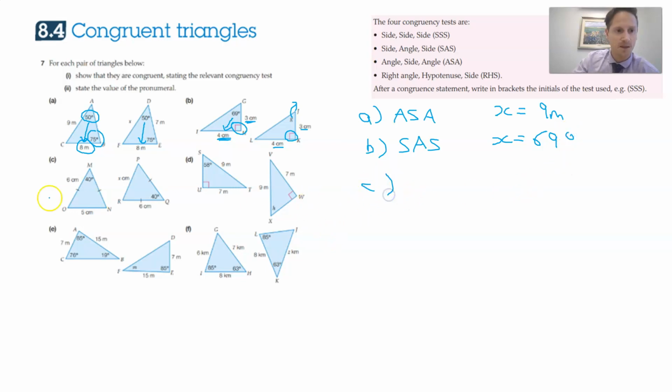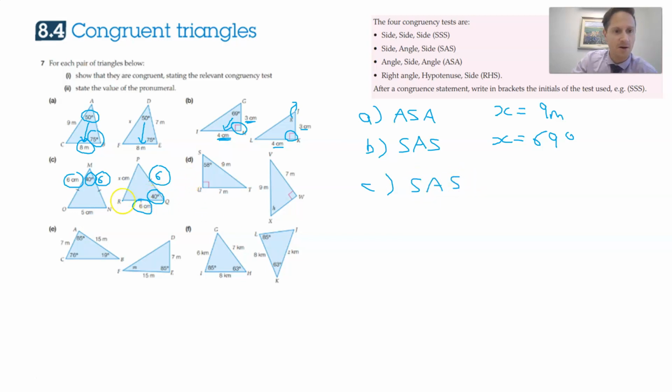So for part C, what have we got? We've got an isosceles triangle. We've got 2 sides. That's 6, and that's the same as that, so that's going to be 6 as well. And then here we have a triangle that is flipped. So we can see the side of 6, and that matches up with the 6 as well. And that 40 degrees is an included angle between those two sides. So I would be saying side, angle, side, which matches up with this side, this angle, and this side here. So they are congruent, and the reason for that is SAS.